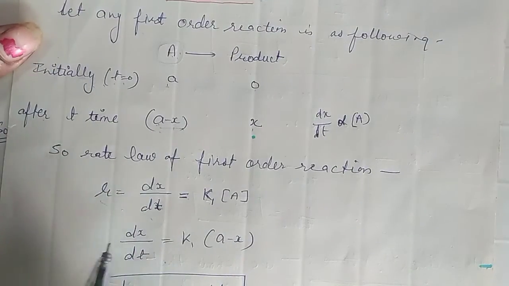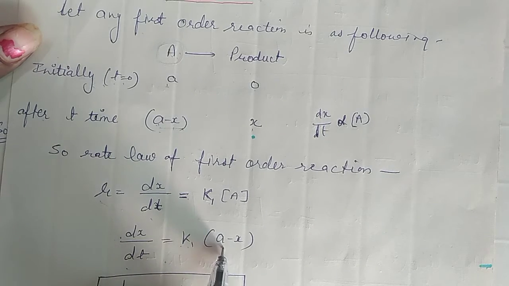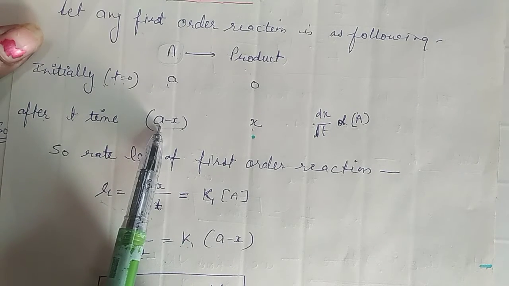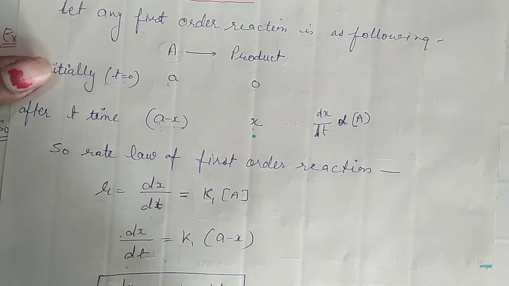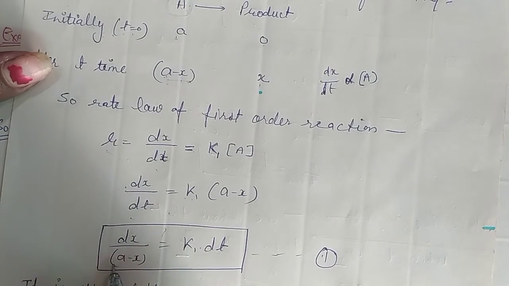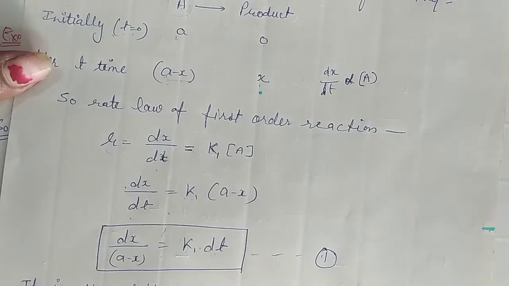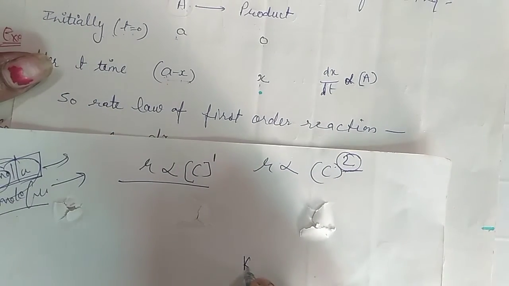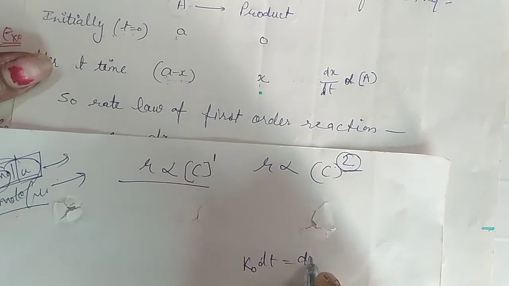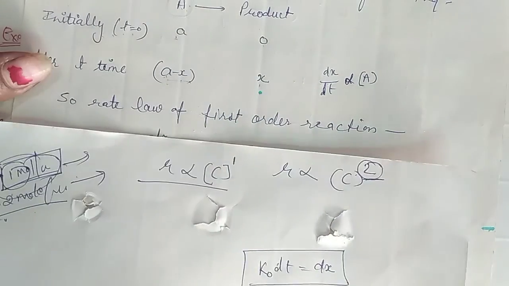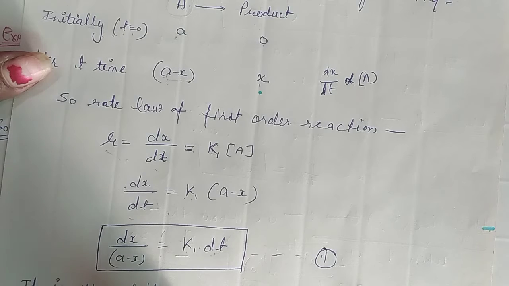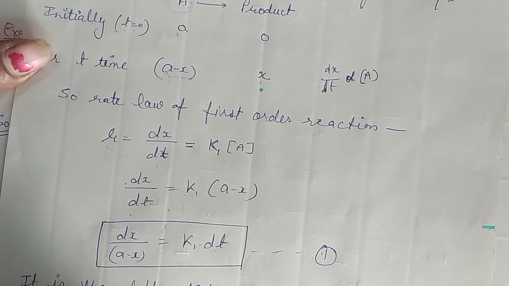Now we can say dx upon dt is equal to k1 (a minus x), because at t time the concentration of A is a minus x, or we can say dx upon (a minus x) is equal to k1 dt. It is the differential equation for first order reaction. For zeroth order reaction it was dx is equal to k0 dt, and here it is dx upon (a minus x) is equal to k1 dt.